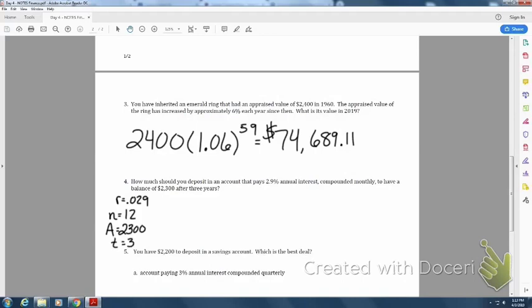So now it's giving you the final amount, and you're trying to find the initial. You're wanting to save up for something. You know that it's going to cost this much. How much do I need to put in this account to get to that value? So I'm going to set it equal to the amount that I'm trying to get to. Then I'm going to plug everything else in.